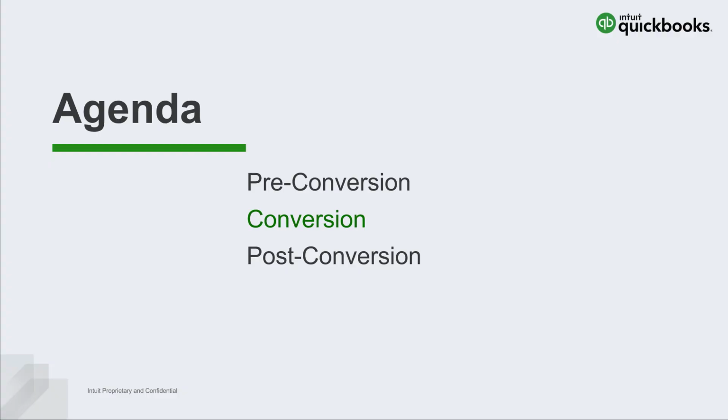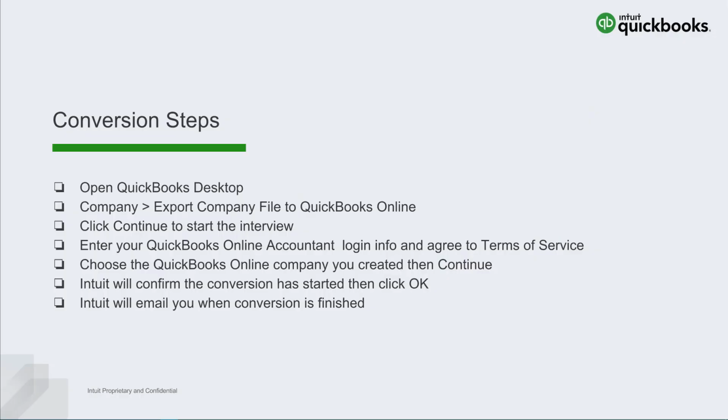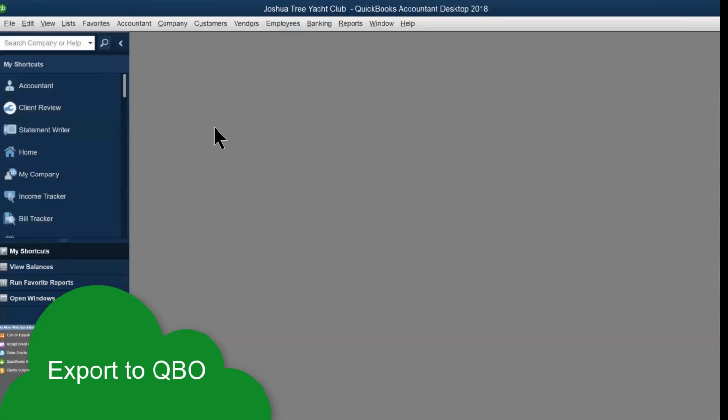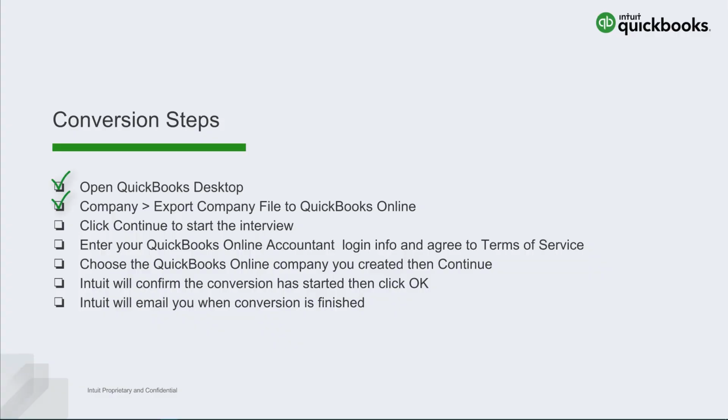We are now ready to convert to QuickBooks Online. Let's run the conversion tool that is located in QuickBooks Desktop Edition. We will open the QuickBooks Desktop file and then export the file to QuickBooks Online. Back in QuickBooks Desktop, click Company, Export Company File to QuickBooks Online. That step started the conversion interview.